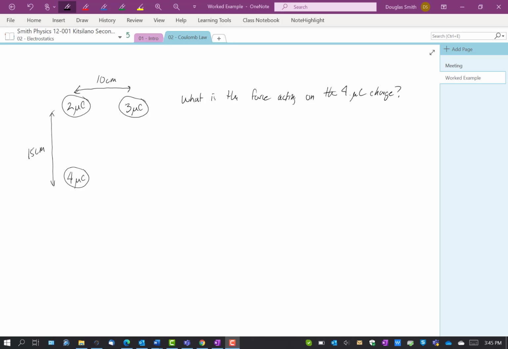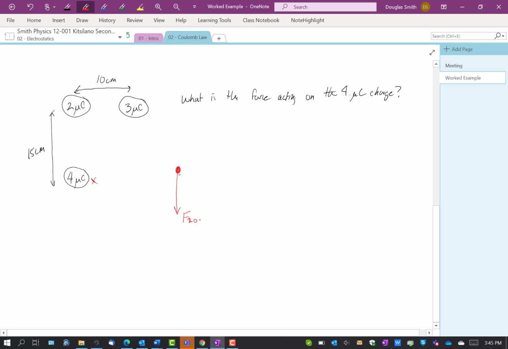Okay, here's one last example. Similar to the other one, only this one's going to have more complicated vectors. What is the force acting on the 4 microcoulomb charge of this guy? So, once again, we could do a force diagram. The force of 2 acting on 4 is going to repel the 4, so it's going to go like this.